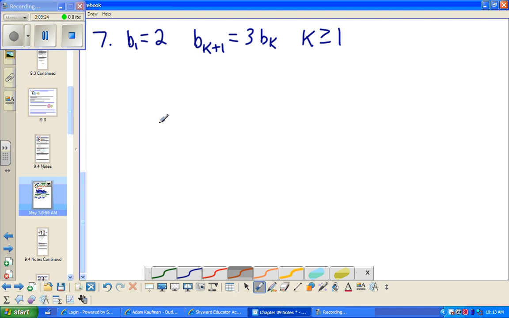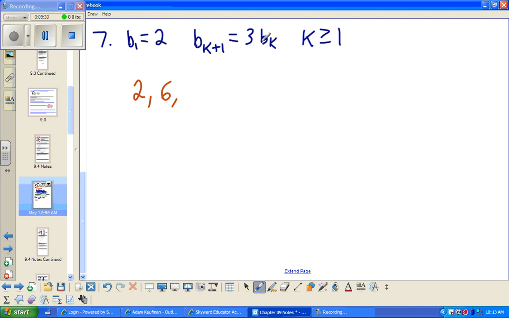Okay, so we'll go back to that example. So again, in writing out the first 4 terms, I start with the first one given, and then I plug that one in. 3 times 2 would be 6. 6 times 3 would be 18. 18 times 3 would be 54. And then what we need to do is find, again, the 8th term.